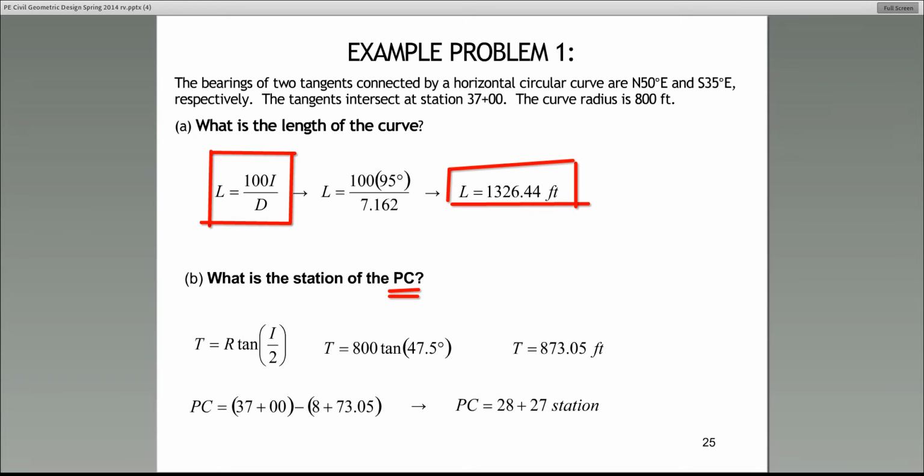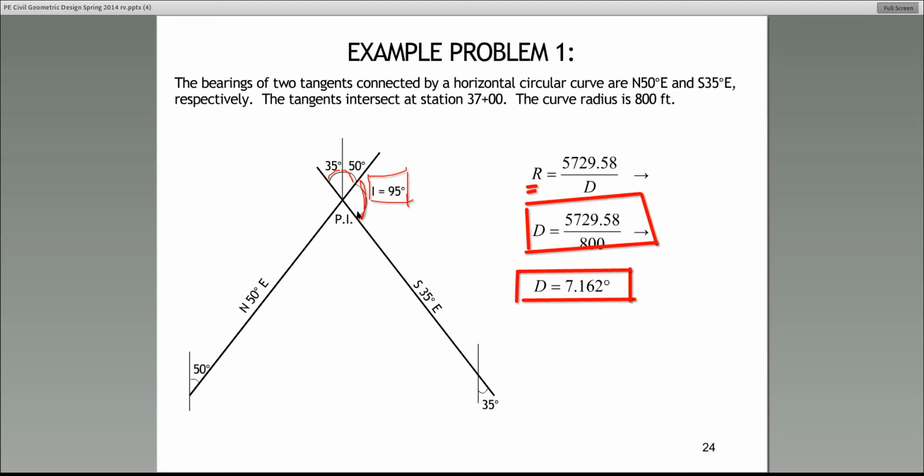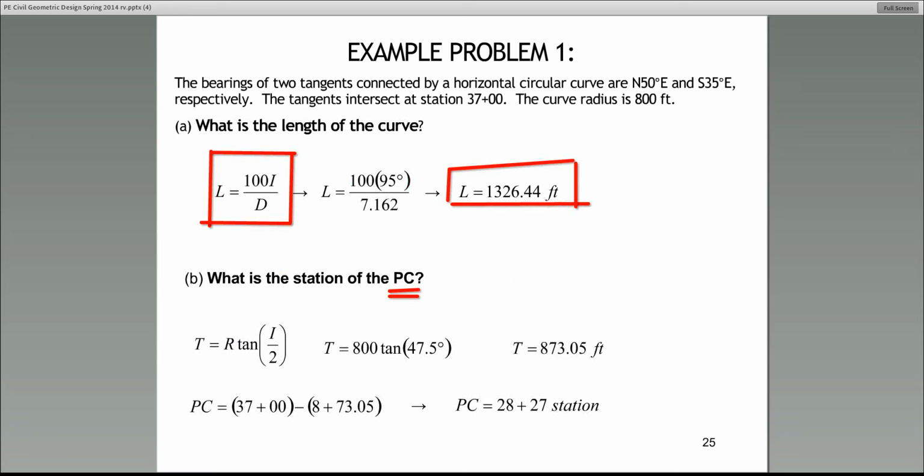Well, the station of the PC, remember what they gave us. They told us what the station of the PI is. So we need to know the station of the PC. Does everyone follow? This is how you do it. You take the station of the PI, which was given, in this case 37 plus 00, and you subtract, pay attention, you subtract the tangent, the length of the tangent from it in terms of stations, and what you end up with is the station of the PC. All right? And on page 25, we did exactly that.